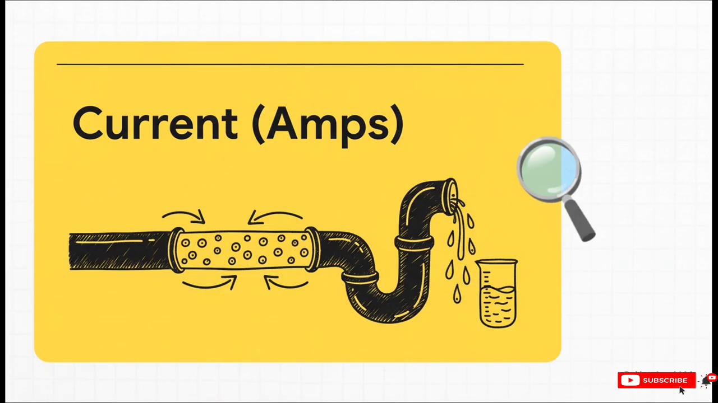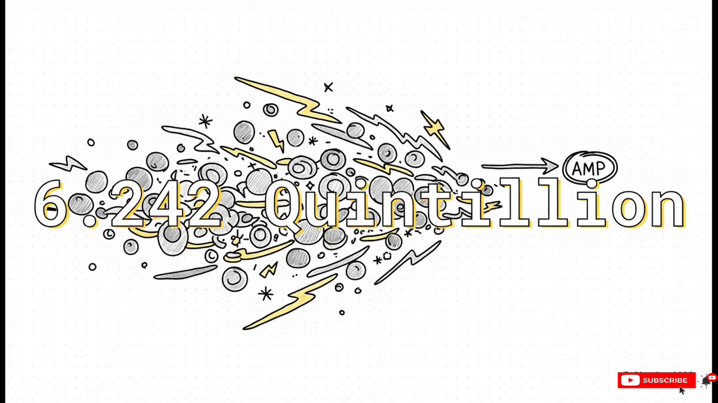Going back to our water pipe, this is the actual volume of water moving through, not just the pressure behind it. So, just how many electrons are we talking about here? Well, to get just a single amp of current, which really isn't that much, you need this many electrons to flow past a point in 1 second. That is over 6 quintillion. It's a completely mind-boggling number, which is exactly why we just call it an amp.